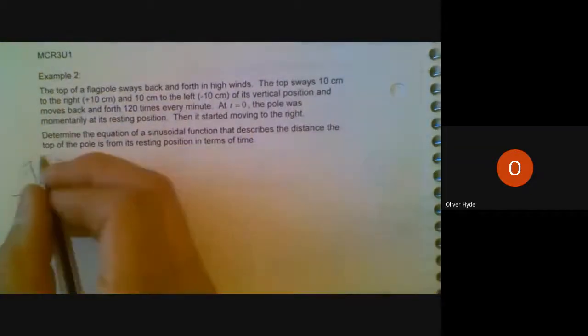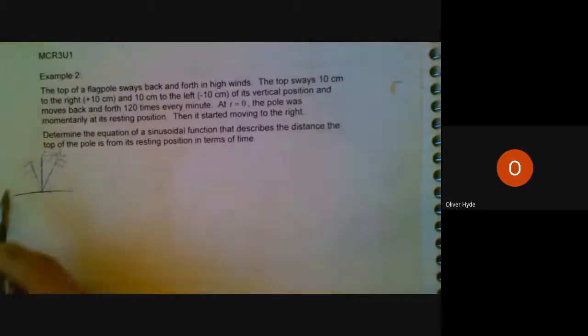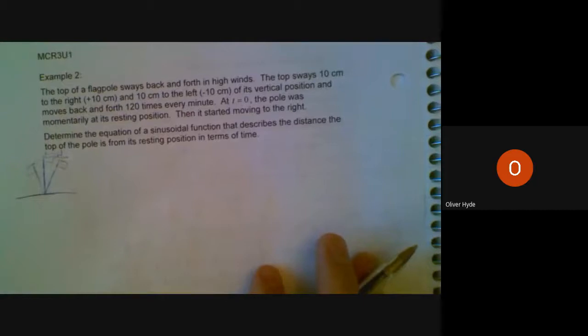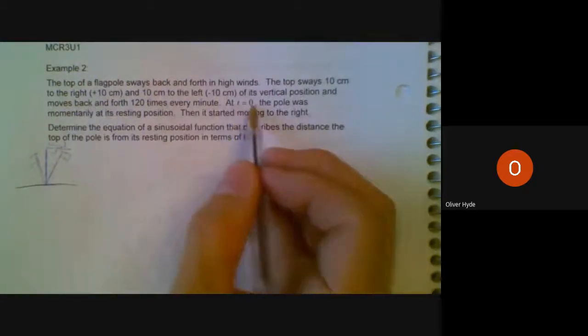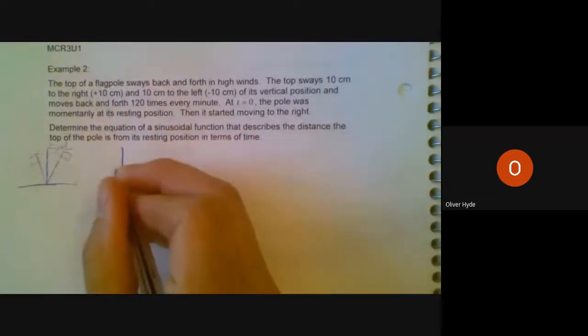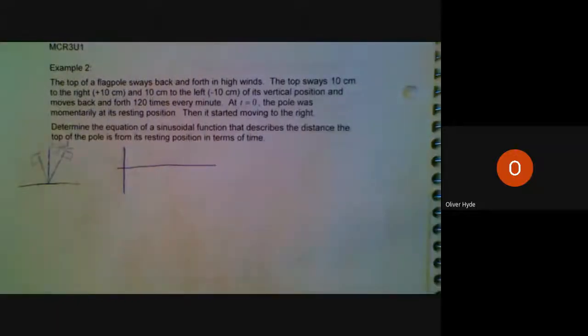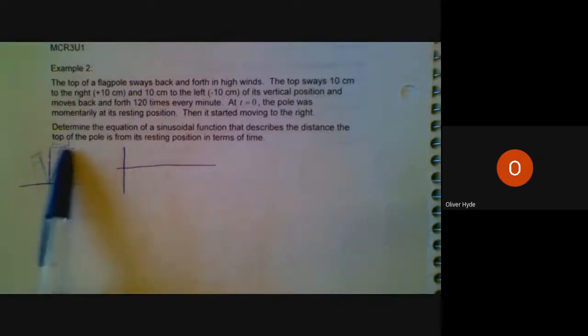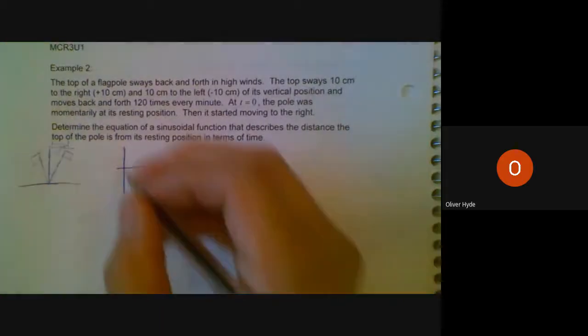The top sways 10 centimeters to the right. Looks like we've defined that as positive, and 10 centimeters to the left of its vertical position, and it moves back and forth 120 times every minute. At t equals 0, the pole was momentarily at its resting position, then it started moving to the right. So this is telling you to use a non-reflected sine model. Determine the equation for a sinusoidal function that describes the distance the top of the pole is from the resting position in terms of time.